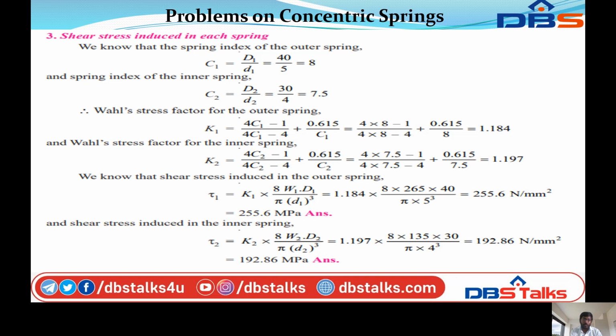inner spring tau 2 is equal to K2 into 8 into W2 into D2 by pi into D2 cube. So substituting the values, that is equal to 1.197 into 8 into 135 into 30 by pi into 4 cube, that is equal to 192.86 Newton per mm square. Tau 2 is equal to 192.86 megapascals.